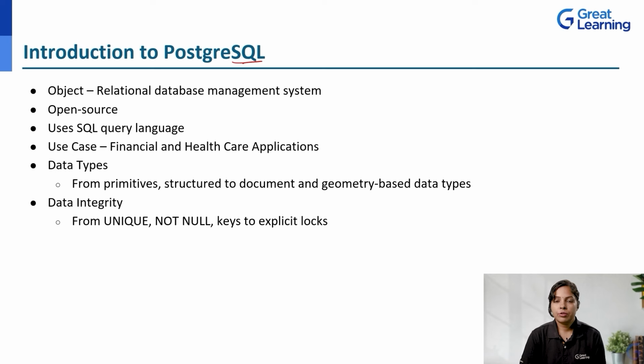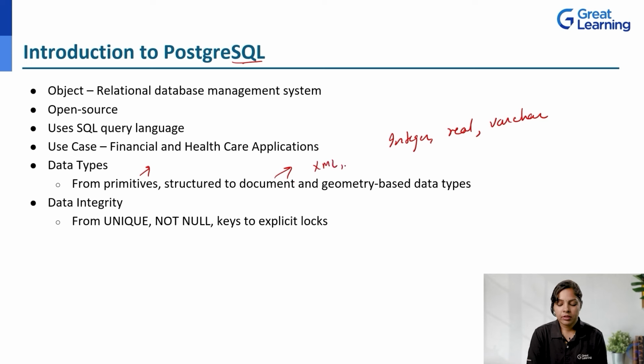Now, some advanced features of it: it supports data types from primitive to structured to document, meaning primitive data types, that is integer, real, varchar. So these are the primitive data types. These are supported by Postgres. Apart from this, it also supports document-related data types. For example, you can have XML, JSON documents as a data type, okay? Then there are geometry-based data types also, which are supported by PostgreSQL. So these are the features which make PostgreSQL widely acceptable.